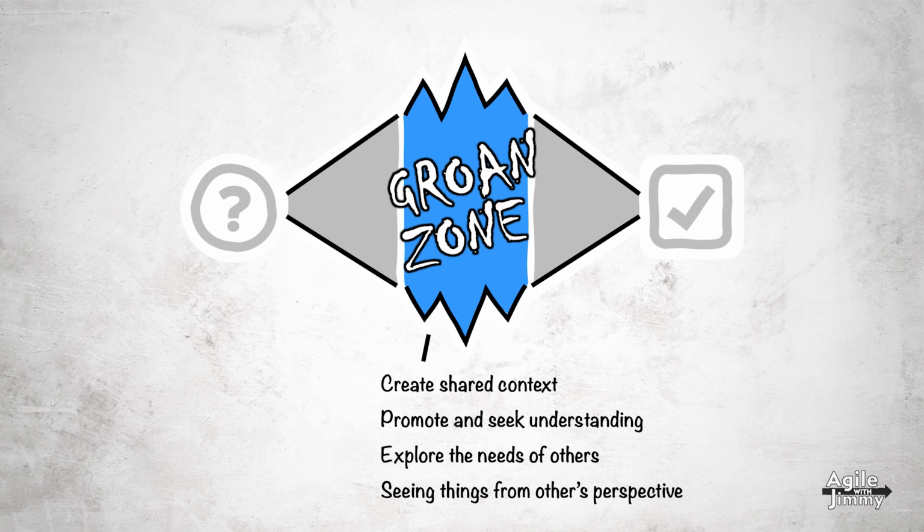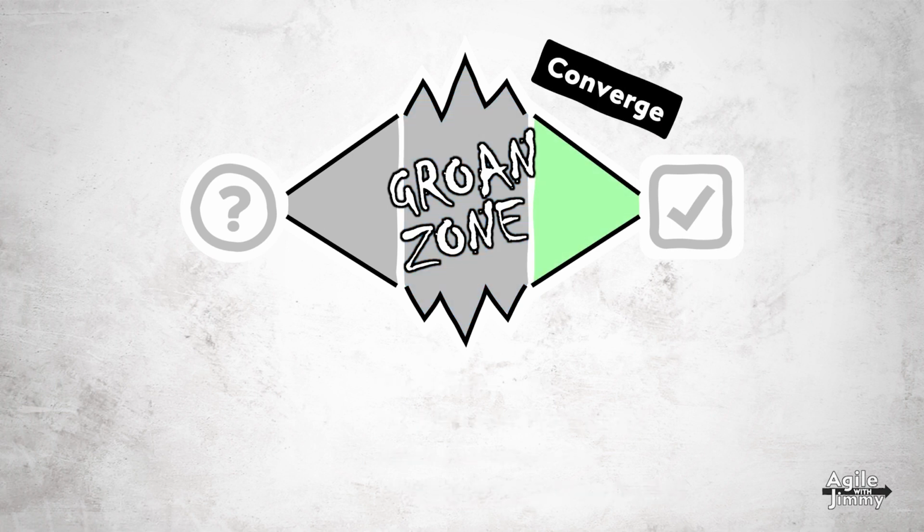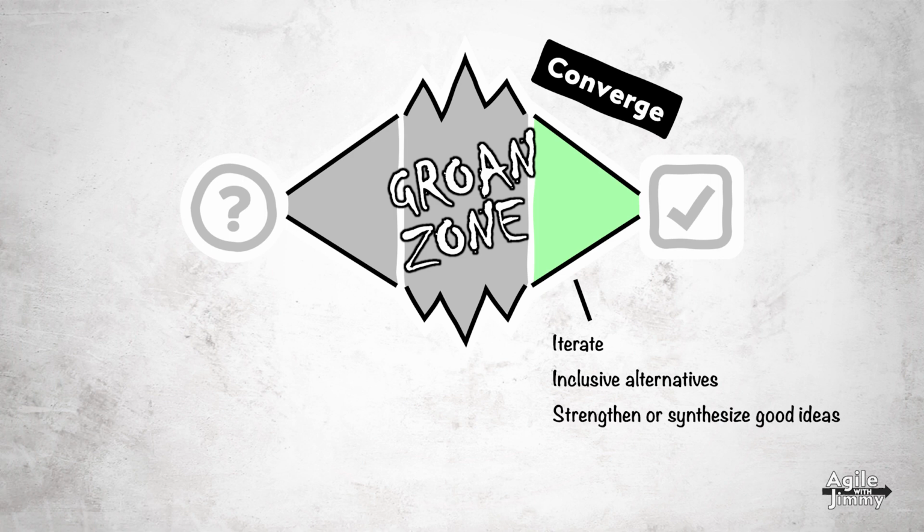When the group has left the groan zone, the conversation enters the converge phase. Now that they've reached a shared understanding of the problem and context, the group will see the alternatives and options from a new perspective. This is a time when you as a facilitator can help the group by allowing for iteration of ideas, search for inclusive alternatives, or find ways to strengthen or synthesize already good ideas.